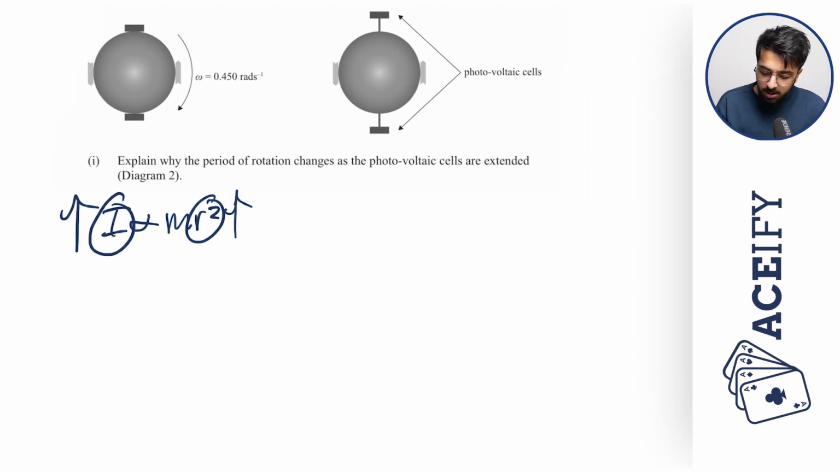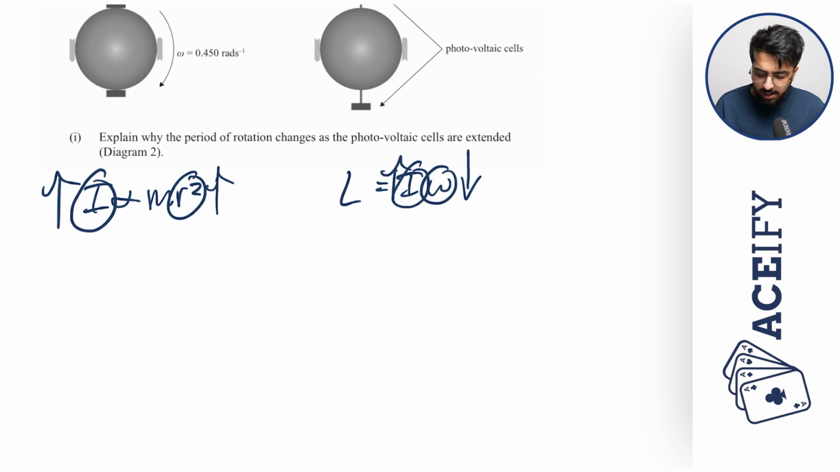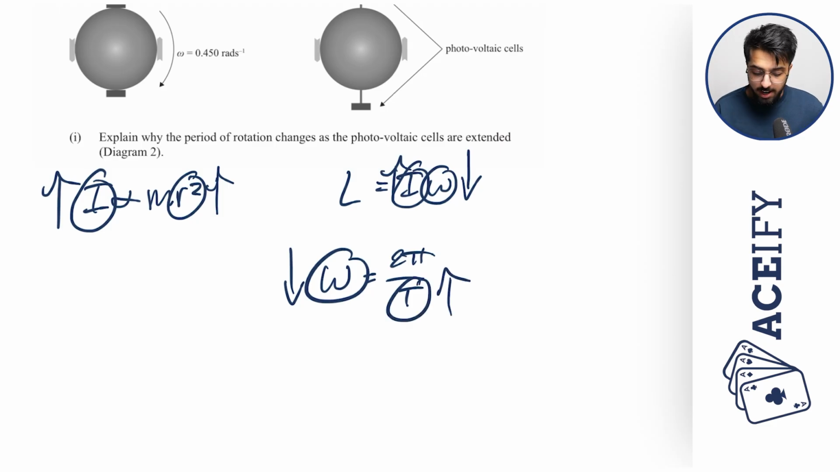As we know, angular momentum is conserved and therefore is constant. We also know our angular momentum is equal to I omega. If our rotational inertia has increased, our angular velocity must decrease. And as our angular velocity is equal to 2 pi over T, if our angular velocity decreases, our period will increase. And you can write that in.